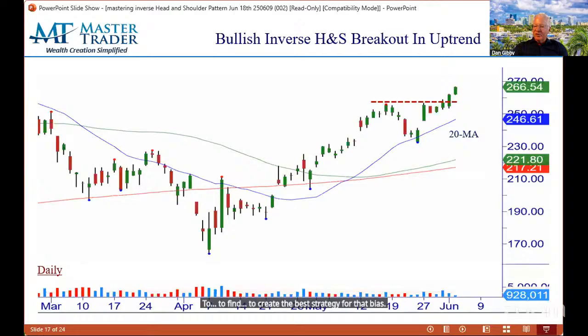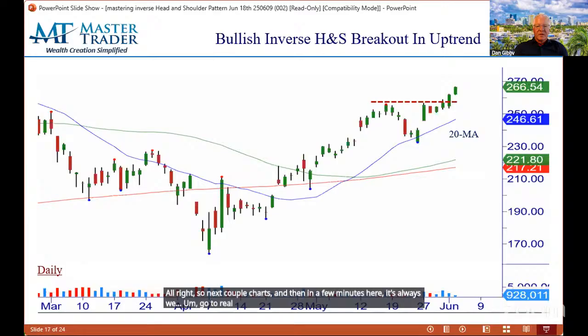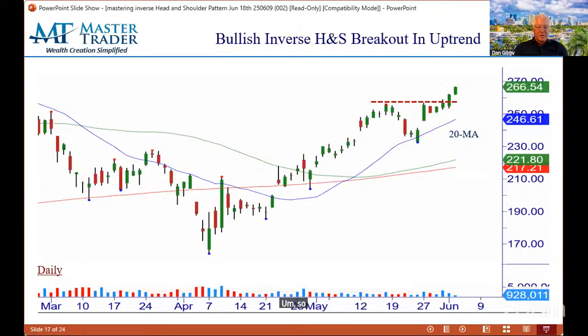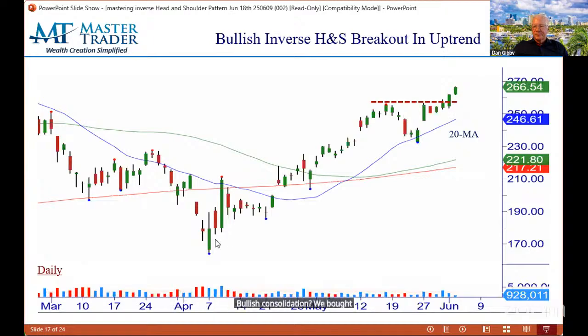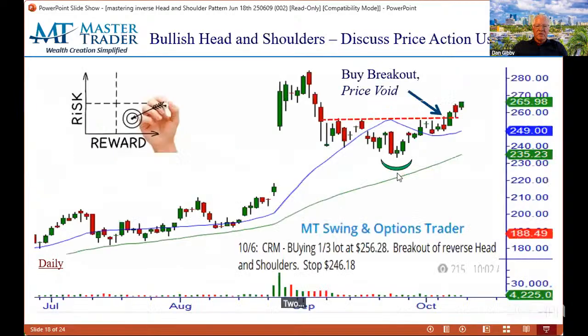All right, so next couple of charts, and then in a few minutes here, we go to real charts. So Greg, the remaining slides are going to be inverse head and shoulders, either in sideways trends or in uptrends. So this is in a powerful uptrend. Deep move down, quick move back up, left shoulder, right shoulder, bullish consolidation. We bought the high. Just swing trading. 2 to 10 days swing trading.